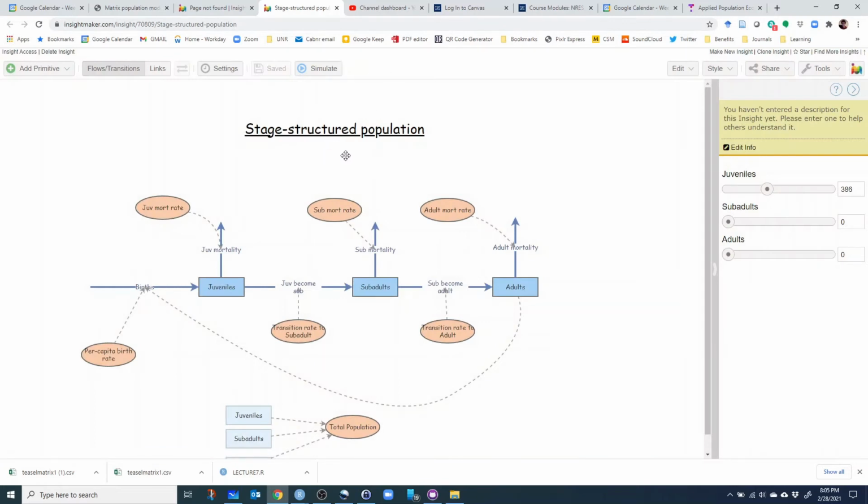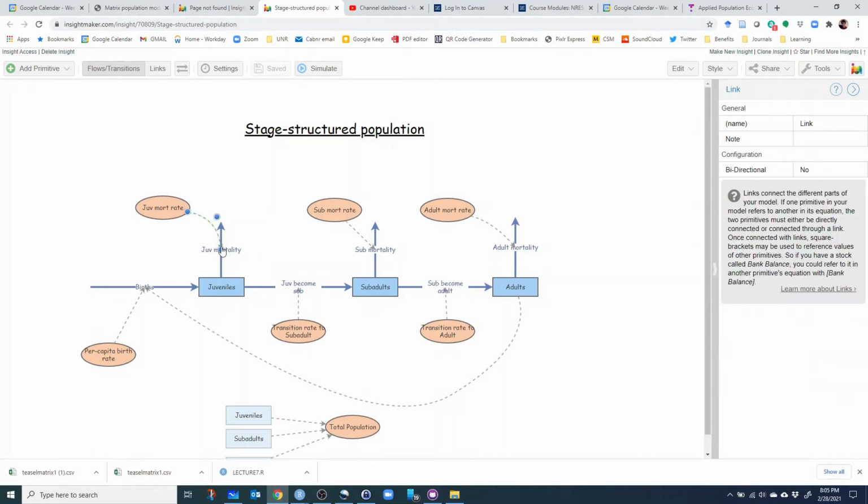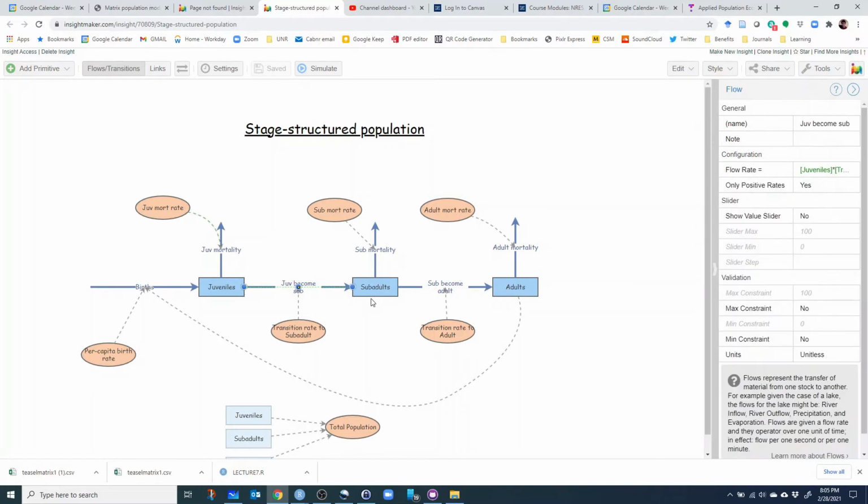So here's the model, and what we're going to do is take something we know, which is an InsightMaker age-structured model, where you have, in this case, a relatively simple structure. We have 3 stocks, and each stock is associated with a mortality flow and a transition to the next stock. And the adult stage is the only stage that contributes new offspring into this birth flow. So this is a model that we hopefully understand at this point.